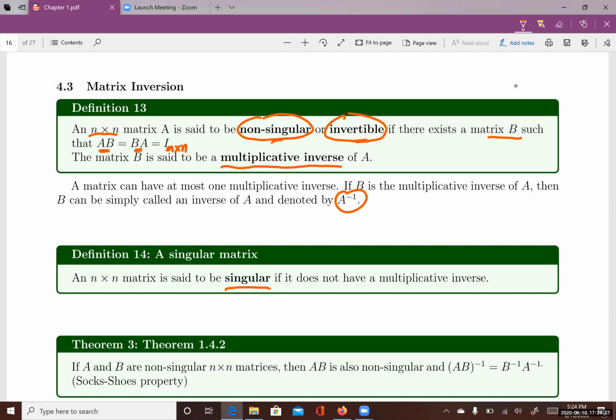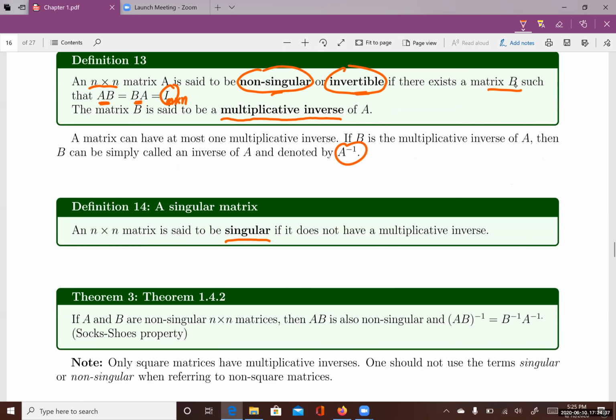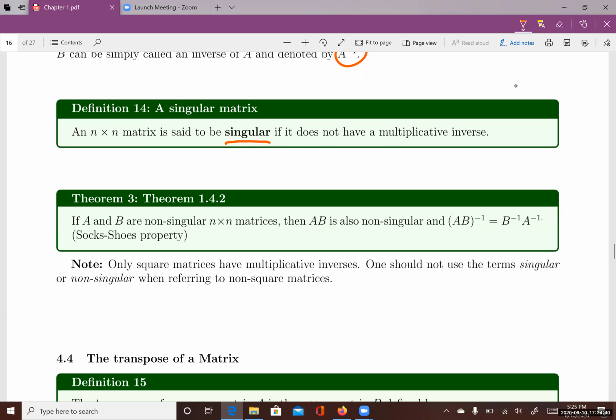And what is an inverse matrix? It's a matrix such that when you take A and multiply it by that matrix, it's the same as that matrix multiplied by A, and it has to equal I. There's a theorem that associates with non-singular matrices and inverse matrices. If A and B are non-singular n by n matrices, then A times B is also non-singular. If you multiply two non-singular matrices, you get a non-singular matrix.